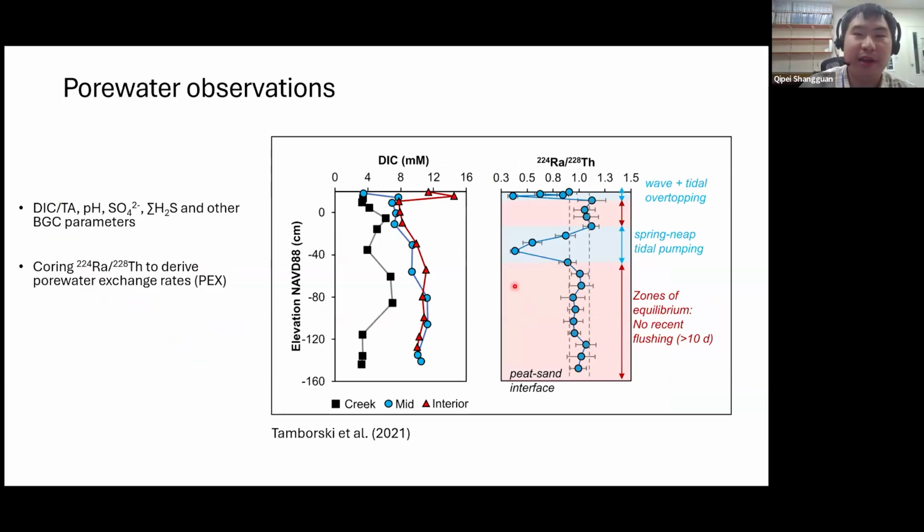In Sagelot Pond, my colleagues have been collecting a very comprehensive data set from the pore water to the tidal creek. In pore water, we have DIC and alkalinity profiles, and pH, sulfate, and sulfur, which are tracers of sulfate reduction. We also have some radiochemical tracers. The radium and thorium disequilibria will tell us the pore water exchange rates. If we have the PEX, pore water exchange rates, and the DIC and alkalinity in the pore waters, we can calculate how much DIC and alkalinity are exported from pore waters.